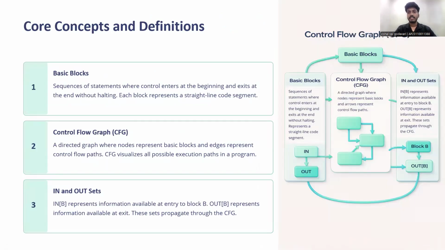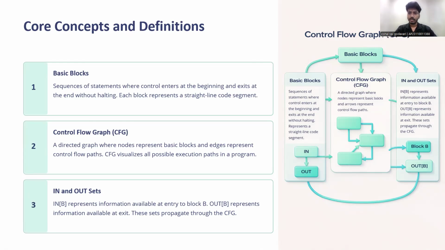To understand DFA, we need three key concepts. First, basic blocks. These are straight-line pieces of code with no jumps in between. Think of them as the smallest units of execution. Second, the control flow graph, or CFG. This is a graph where nodes are basic blocks and edges show possible execution paths. So CFG basically maps how the program can flow. And third, in and out sets. In tells what information is available before a block starts, and out tells what's available after it finishes. DFA works by propagating this information across the graph.